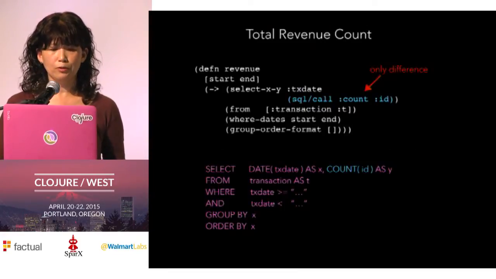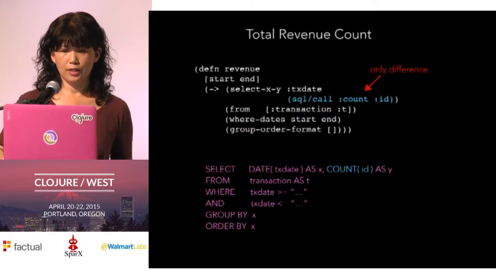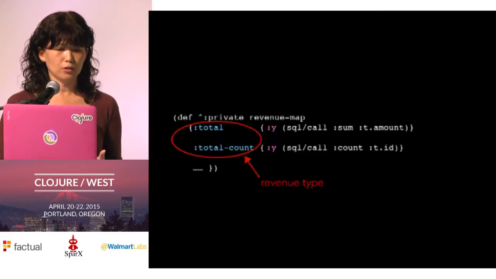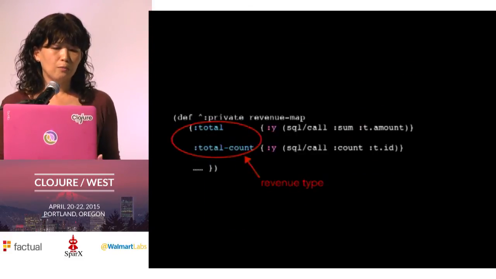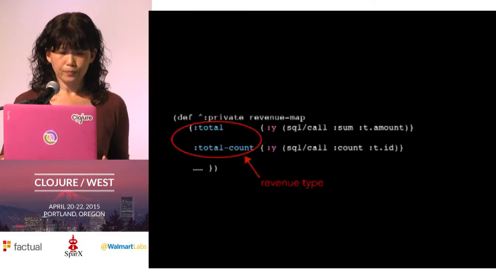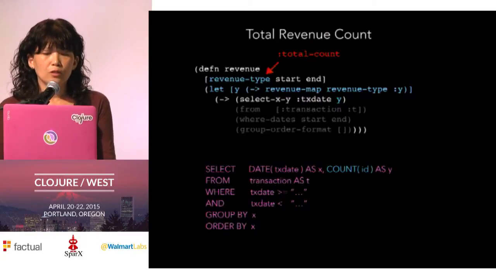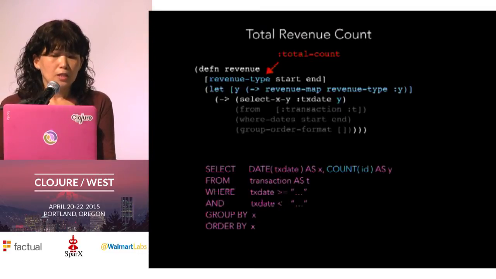To compute total revenue count, the only thing that you need to change from our last example is the Y value. That is the count of transaction ID. Considering those differences, we create a map called revenue map. Each key represents a type of revenue, and each value contains the Y value. Back to our revenue function, we now have a new argument called revenue type, and you can get the Y value in the let binding. If you pass total count as the revenue type, then your query will select the count of transaction ID.